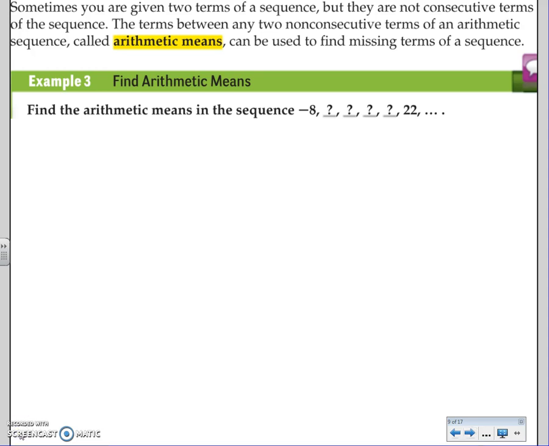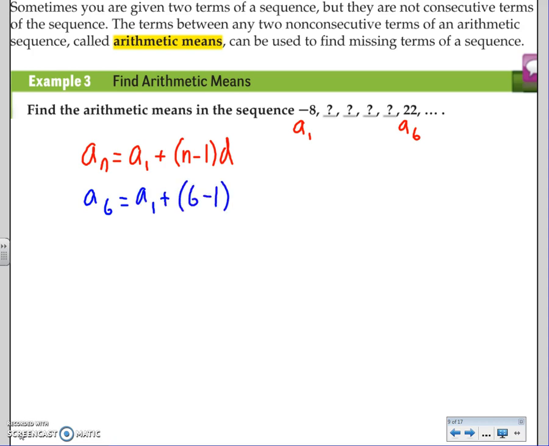So we're still going to use the formula, and actually we'll call this a sub 1, and we'll call this a sub 6, because there are 4 in there, because a2, a3, a4, and a sub 5 are all missing. So our formula, a sub n, here's the normal formula first off, a sub 1 plus n minus 1 times d, but we're going to use it with 6 because we don't know what the rest are. So a sub 6 would be a sub 1 plus 6 minus 1 times d, and we're going to solve this for d.